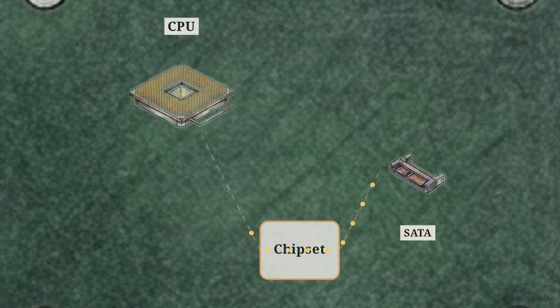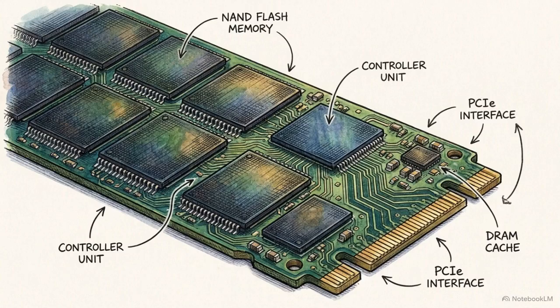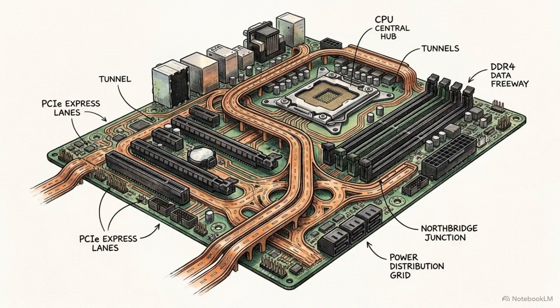Instead of routing through the chipset, the NVMe slot wires directly into the CPU's PCIe lanes, bypassing the slower chipset detour entirely. Storage speed is no longer strictly determined by the mechanics of the drive itself. It is largely defined by whether the motherboard's physical topology routes that data directly to the processor or forces it through a secondary controller. These data pathways are useless without electricity.